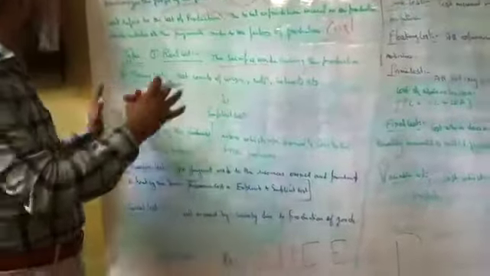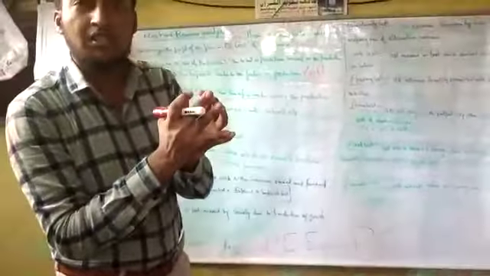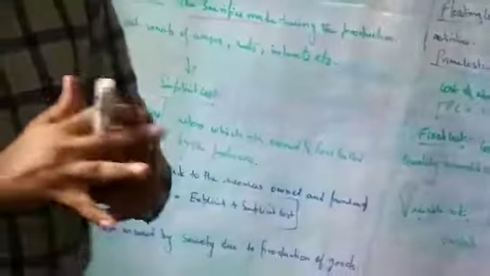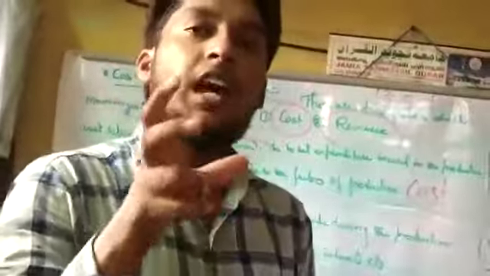It is nothing but a simplification of explicit and implicit cost. When you add explicit and implicit cost, you will get the economic cost. Next, social cost. Social costs are those costs which a society incurs.